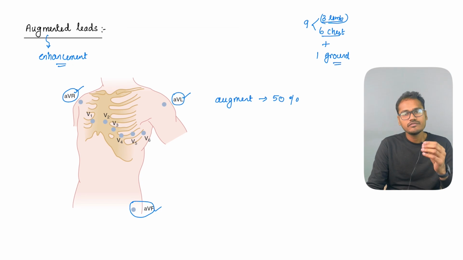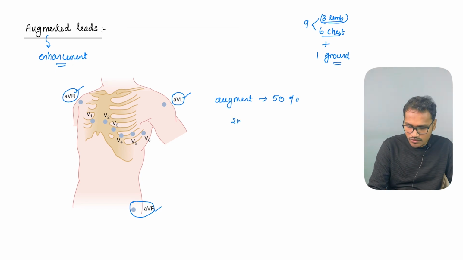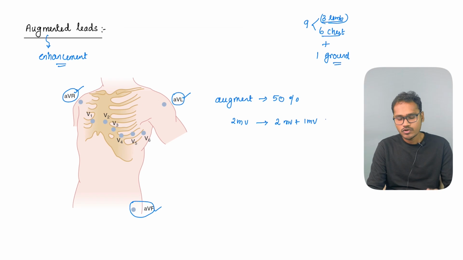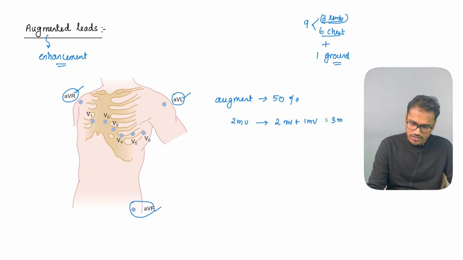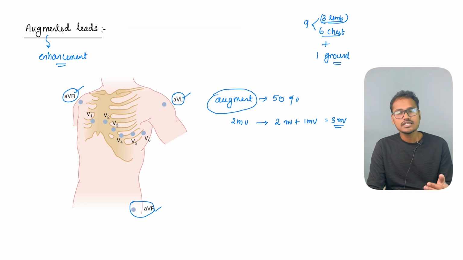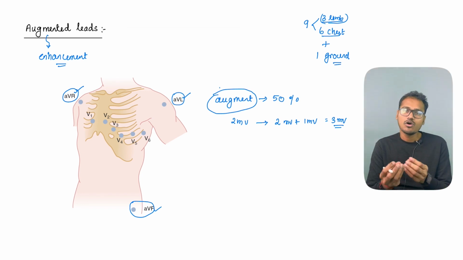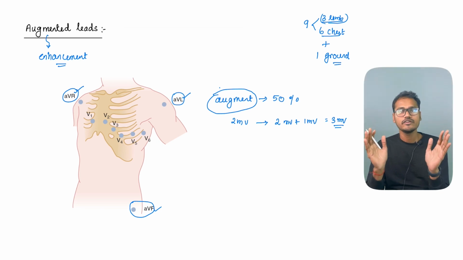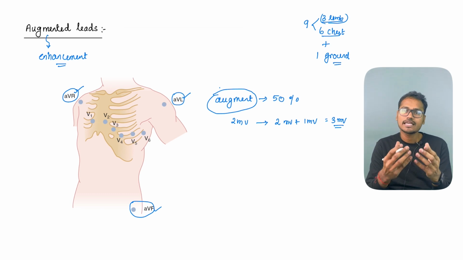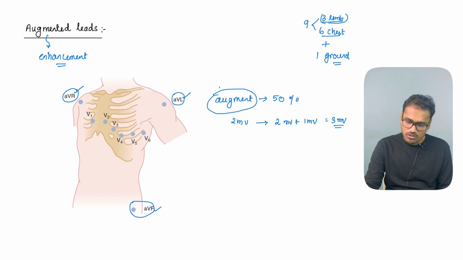For example, if the voltage generated at an area is 2 millivolts, the augmented lead will give 50% excess, that is 2 millivolts plus 1 millivolt. 50% of 2 is 1, so that will be 3 millivolts. Why do we need to augment it? Because the scientist Goldberger felt that by augmenting the stimulus, it is easier to read. So all the dimensions of the wave are going to be the same. All the parameters are just expanded, zoomed in and augmented 50%.